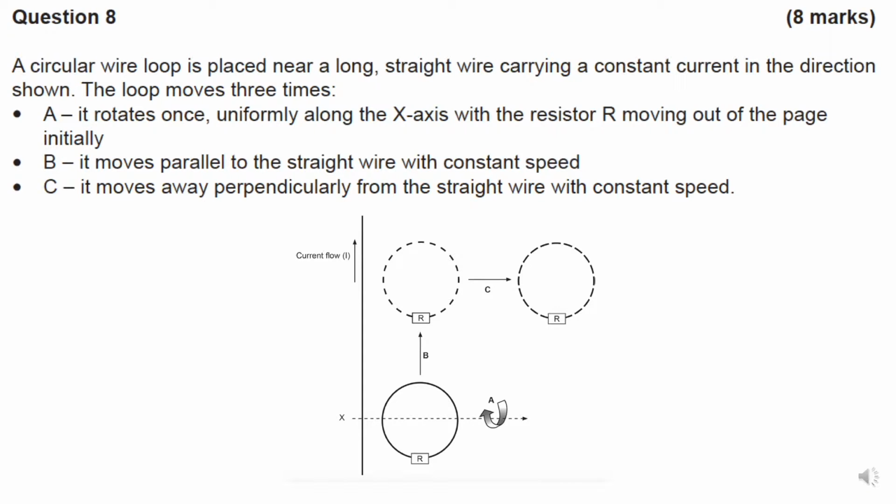Hi everyone. I was asked to look at this question recently. It's from the 2007 WACE paper, section 1, question 8. A circular wire loop is placed near a long, straight wire carrying a constant current in the direction shown.